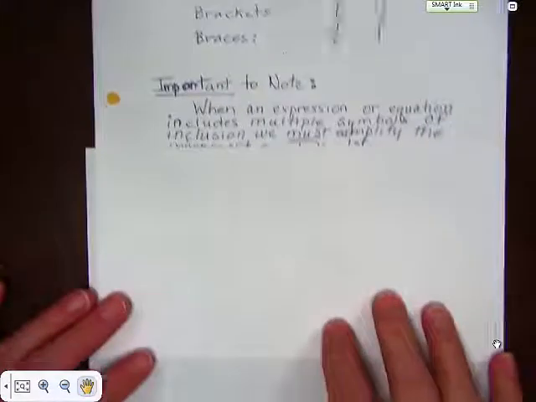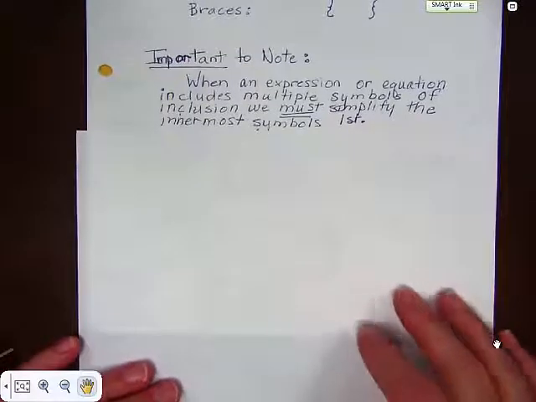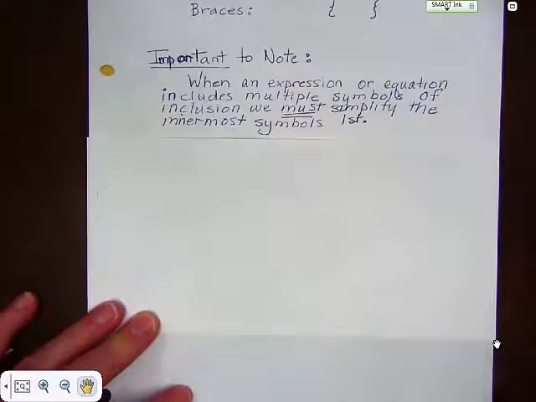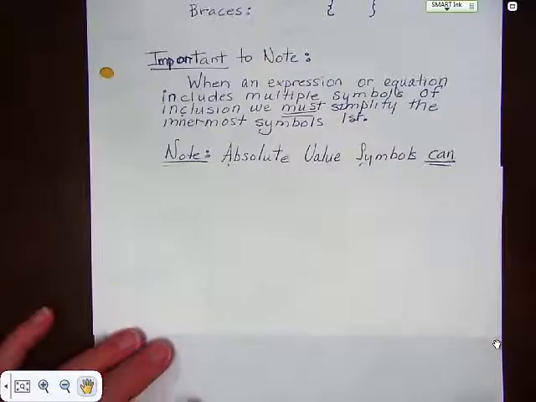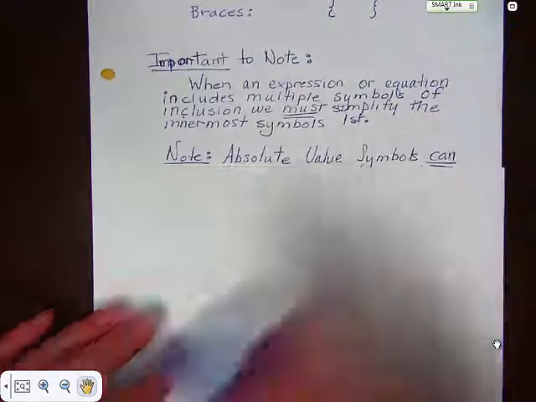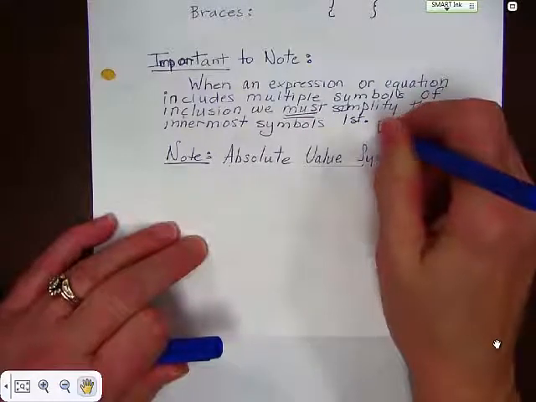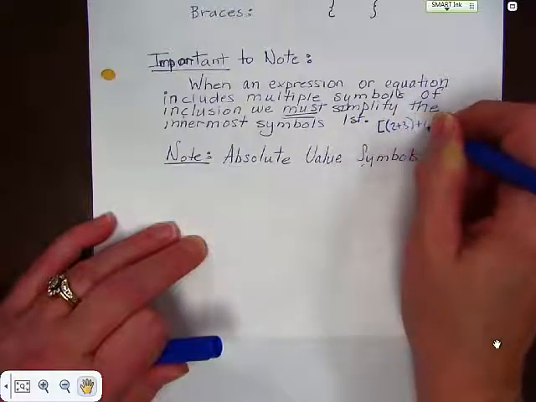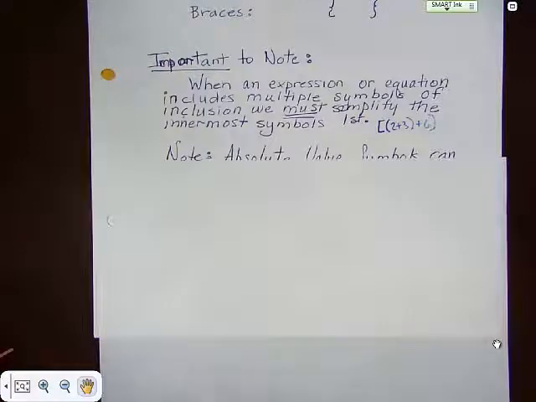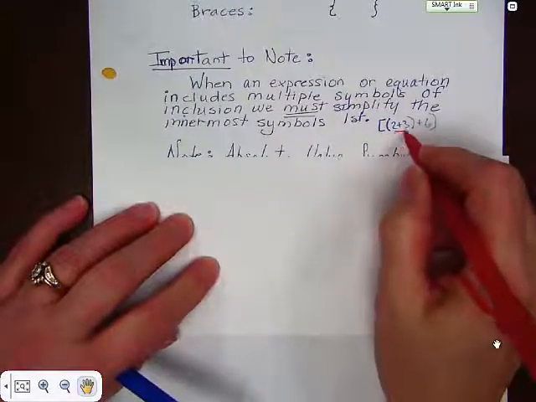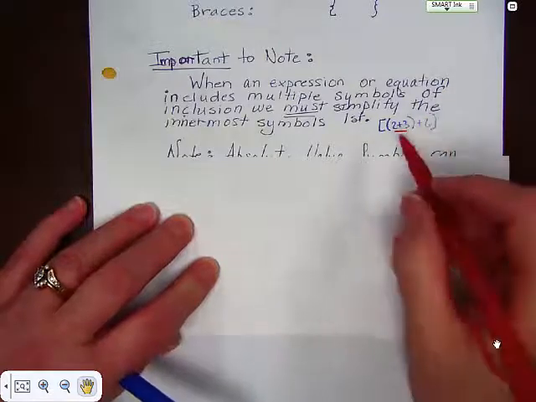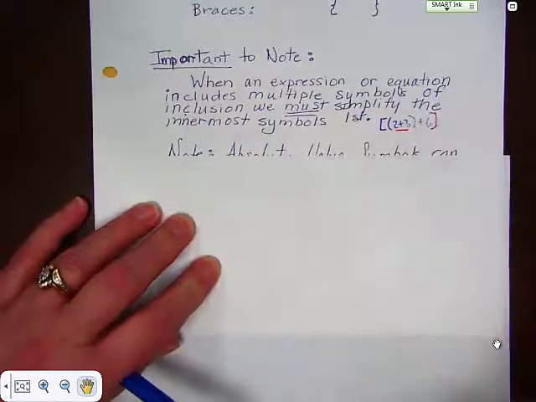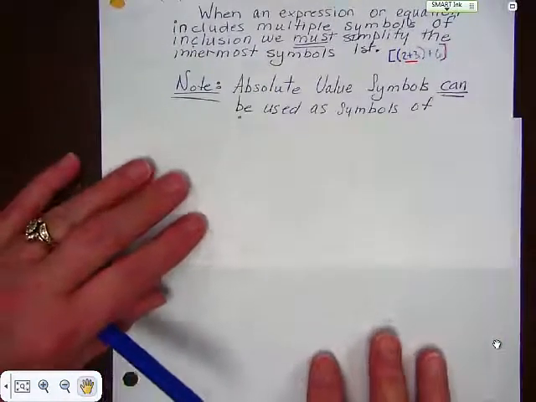Okay, it's important to know that when an expression or an equation includes multiple symbols of inclusion, we must simplify the innermost symbols first. That is important because sometimes you will have something like this: bracket, and then parentheses, 2 plus 3, plus 6, bracket. You must do what's inside the parentheses, the innermost symbol of inclusion. So you would do 2 plus 3, which is 5, and then you'd add it to this 6, and that's your outermost bracket.